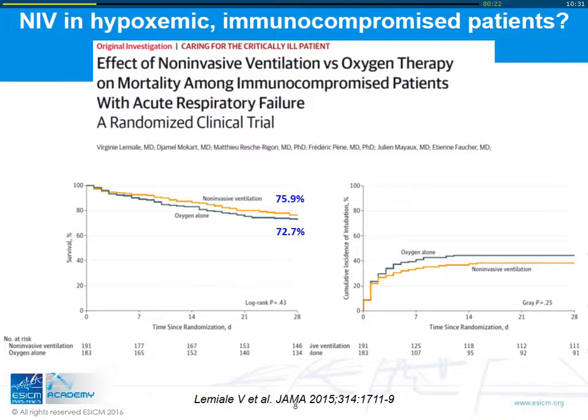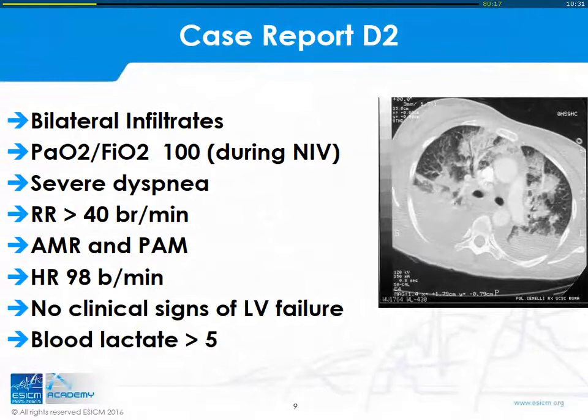But let's move on. This is the chest scan of this patient with bilateral infiltrates, severe dyspnea, PaO2/FiO2 during NIV was even worsened. After just 1 hour, the respiratory rate increased, and we still have the activation of the muscles of respiration. The heart rate increased, but at this point we also have the blood lactate that went up. What should you do at this point?